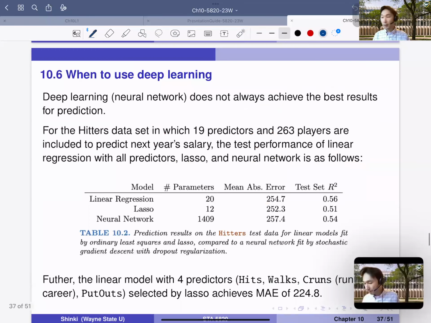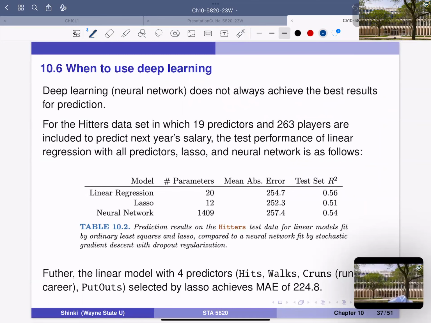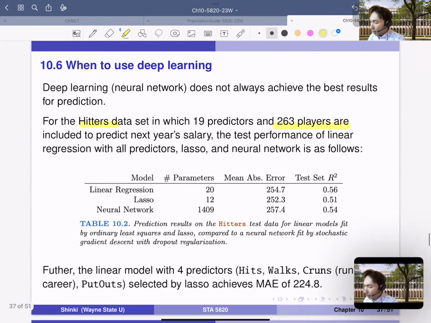So when to use the deep learning or neural network? Deep learning does not always achieve the best result for prediction. Here's one example of hitters data. Remember that the hitters data have the 19 predictors and the salary of the baseball players for the next year. So basically the performance can predict future salary. And we only have 263 observations. And I think some erroneous observations, maybe actually the sample size is even smaller. But anyway, 263 observations.